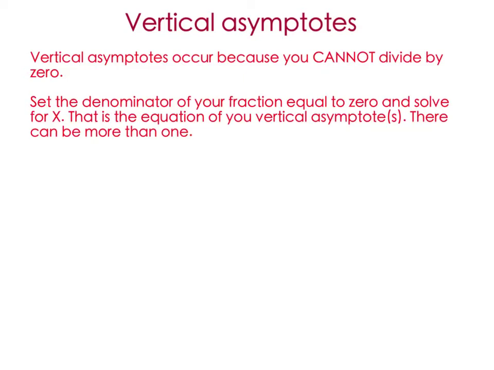Alright, vertical asymptotes occur because you cannot divide by 0. And we saw this in our simple rational functions. All you have to do, no matter what your rational function looks like, is set the denominator of the fraction equal to 0 and solve for x, because that will give you the x values that you can't use, and so those will be the equations of your vertical asymptotes. And I have an S on asymptote because you can have more than one.